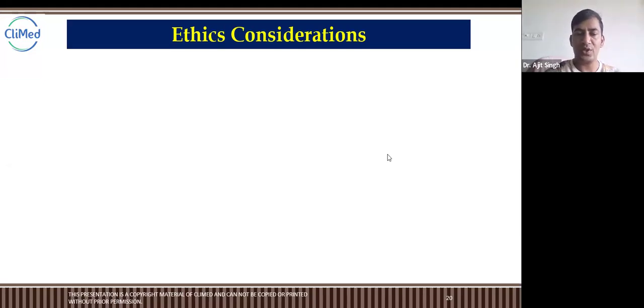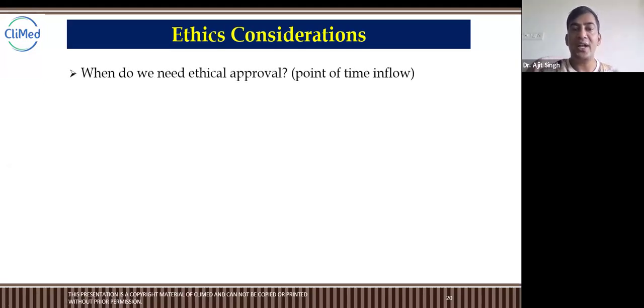So the first question: when do we need ethics approval? Point of time in flow means, in the research flow, at what point of time do we need the ethics approval? Can someone tell me? In the flow, at which step do we need the ethics approval? Guys, can someone describe it? You can open the mic or write in the chat box. Anything is fine for me.